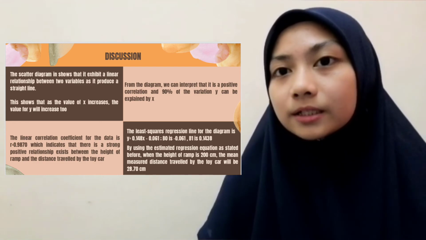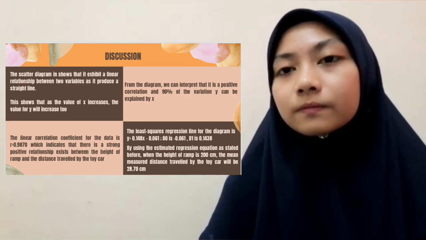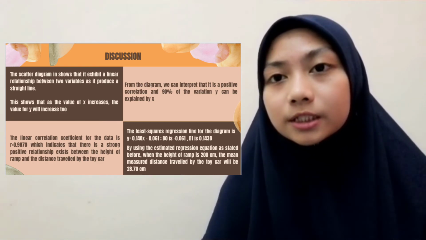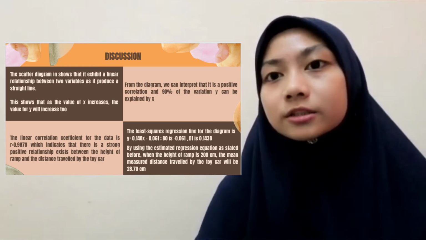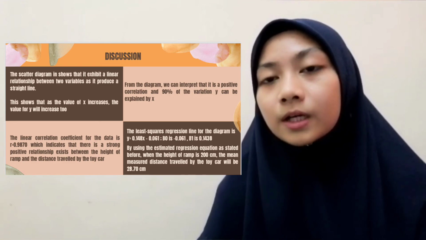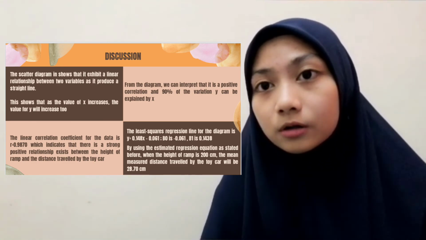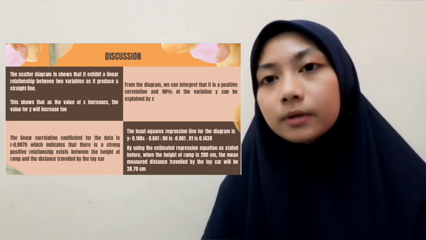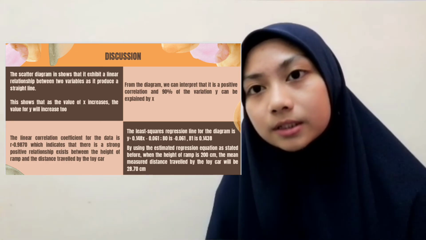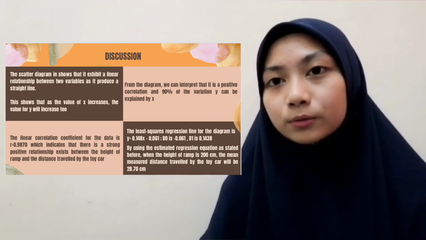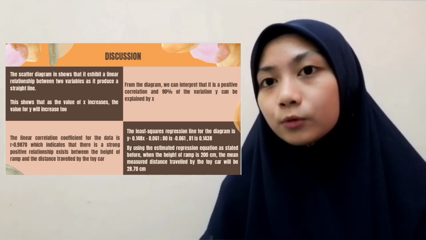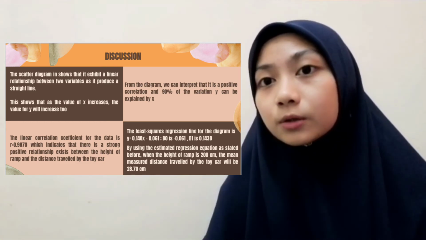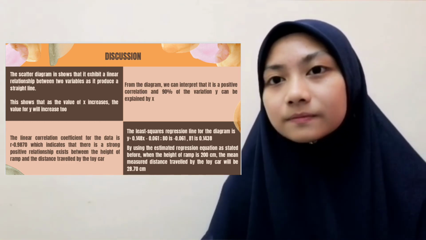Now, I'm going to explain the discussion for this experiment. The main objective for this experiment is to investigate the relationship between the height of the ramp and the distance traveled by the toy car. The scatter diagram that I've shown before exhibits a linear relationship between the two variables, because as the value of x increases, the value of y will increase too. From the diagram, we can interpret that it is a positive correlation, and 90% of variation in y can be explained by x.